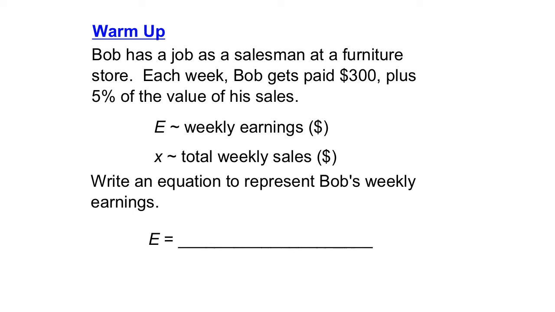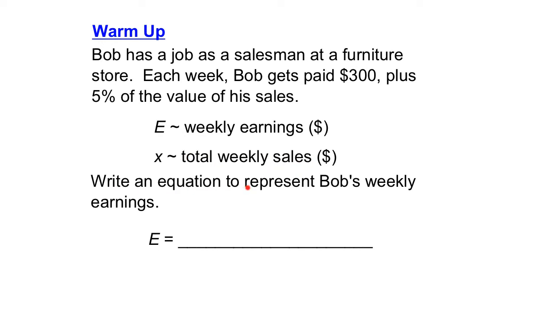Before starting the next lesson, why don't you go ahead and try this warm-up question just to see if you can do it. Bob has a job as a salesman at a furniture store. Each week, Bob gets paid $300 plus 5% of the value of his sales. I'm going to use these variables to represent weekly earnings and total weekly sales. Sales just means the value of all the merchandise that he sold.